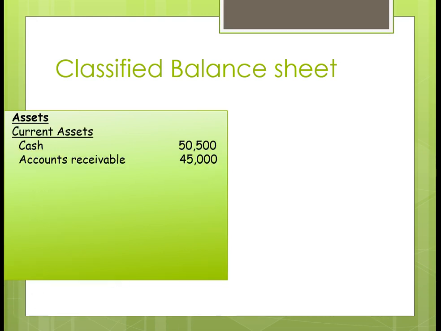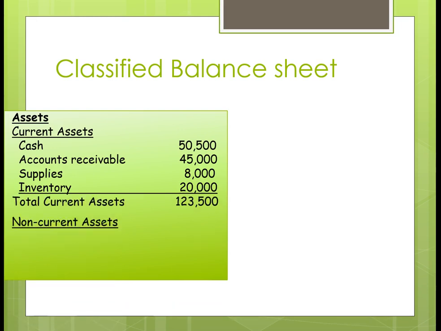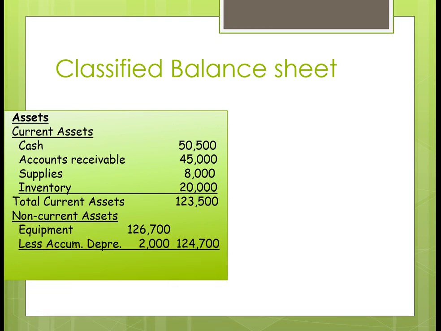Now, the classified balance sheet. We start with our assets, and we divide current. And then we do our non-current or long-term. Less accumulated depreciation. Remember, depreciation is a contra asset account. It must always follow the account it's contra to. So whenever you have a contra account, it must follow the account it's contra to. Now, it's a contra account when it reduces. It's called an adjunct account when it increases.